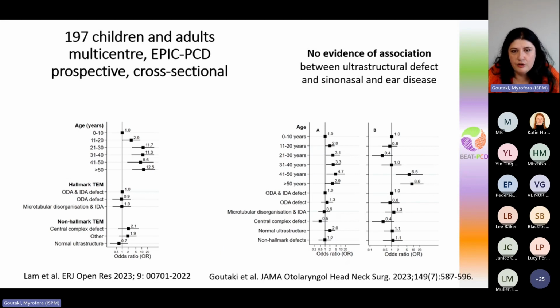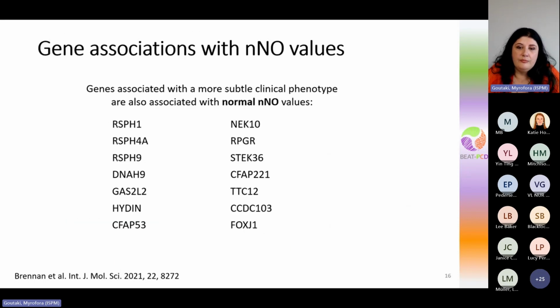So this is from our own cohort that focuses on the upper airways, the EPIC-PCD study, and studied sinonasal and otologic disease in a large number of children and adults with PCD from 10 countries. And we did not find any differences using a combination of symptoms and clinical findings between the ultrastructural defect groups. I'm a bit over with my time, so I will not say too much on that.